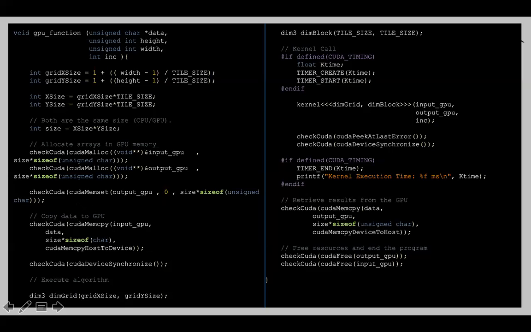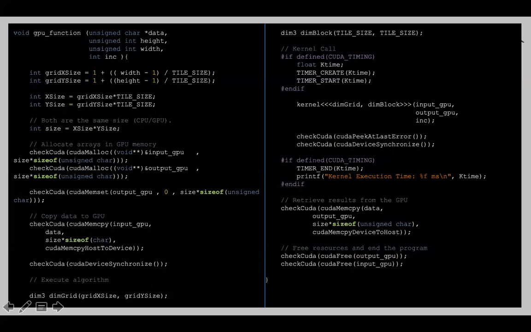Don't run it on the input matrix after copying, because then you'll basically zero everything out in the input matrix. You can run it here. At this particular point, you can run cudaMemset on the input. But if you run it after copying the data to the GPU, then you will basically zero out all the values. So just keep that in mind.